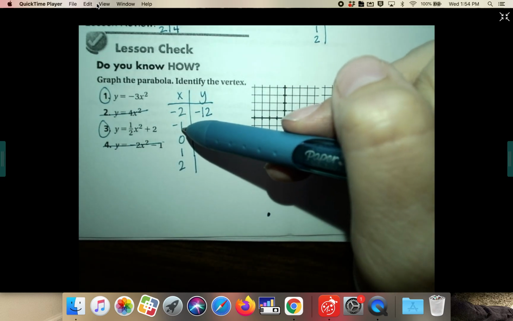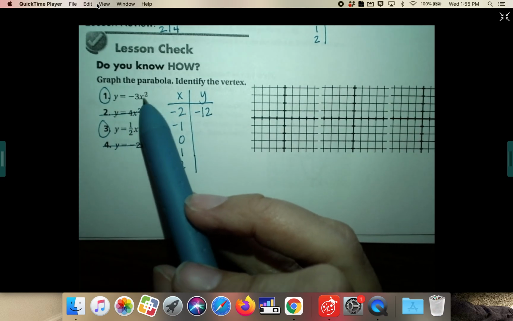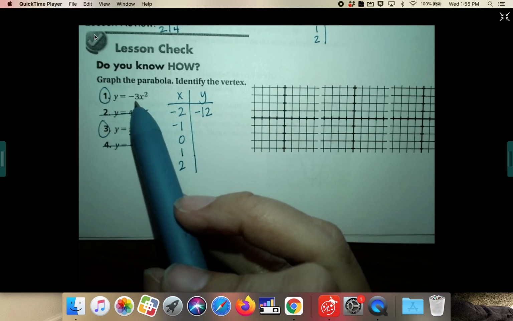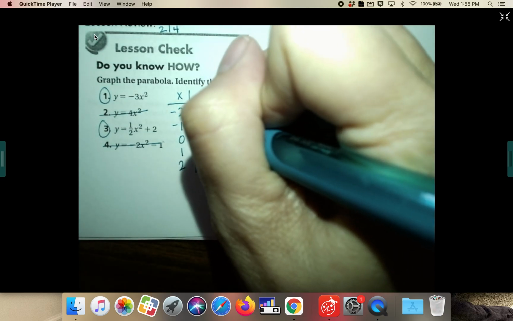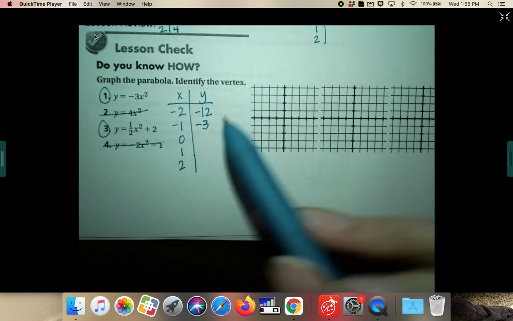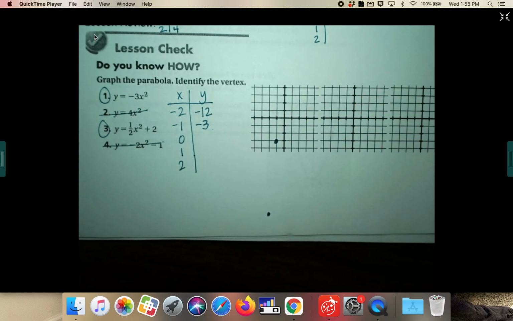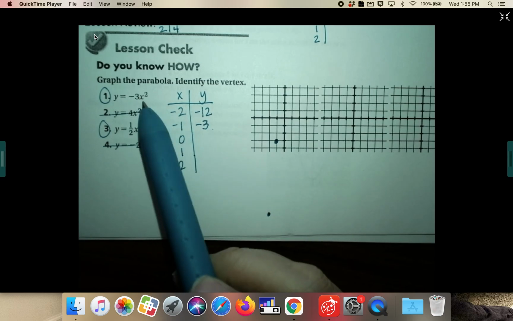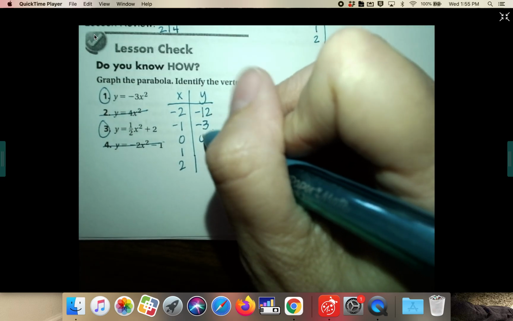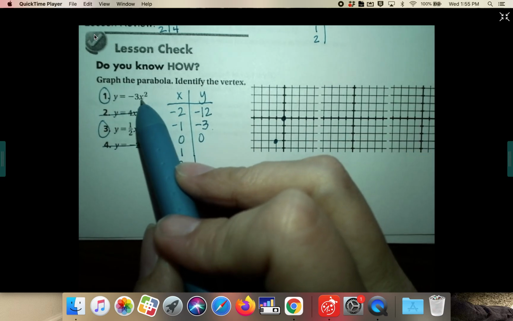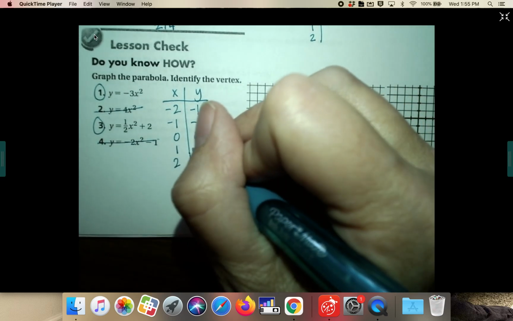Let's try -1. -1 squared is -1 times -1, which is +1, times -3 is -3. That one will fit on my graph. -1, -3 is to the left 1 and down 3. Okay, let's do 0. 0 times itself is 0, times -3 is also 0, so 0, 0 is probably my vertex. All right, 1 squared is 1 times -3. Yep, that was my vertex.